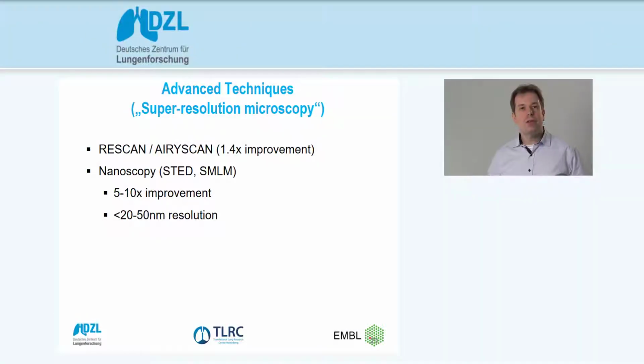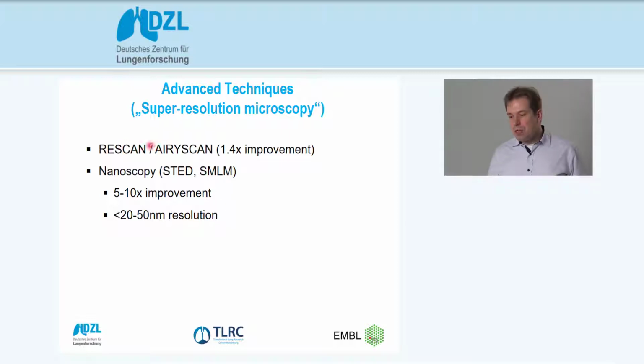Next, I want to introduce to you some advanced techniques, also called super resolution microscopy. In these techniques, for example named Re-scan, we exploit the fact that after the pinhole we still have some information that we lose if we just detect the light intensity as in a standard confocal microscope. By subsampling this information, by putting the light on a small array detector, we can improve the resolution of the technology by 1.4-fold.